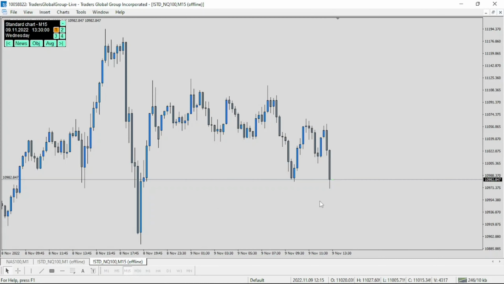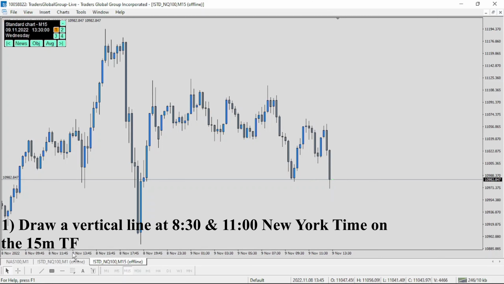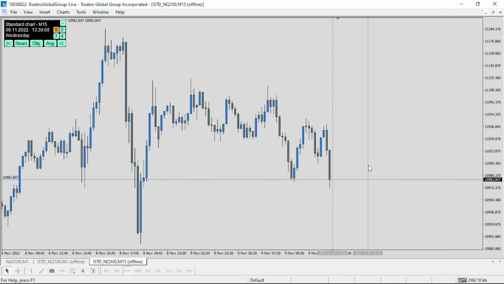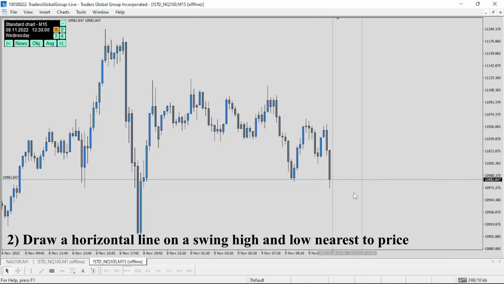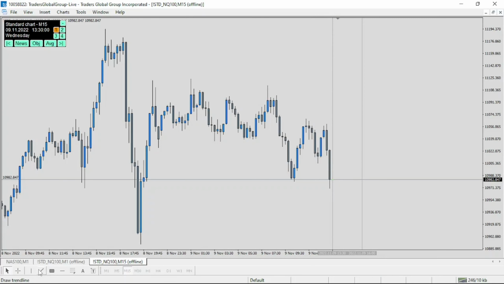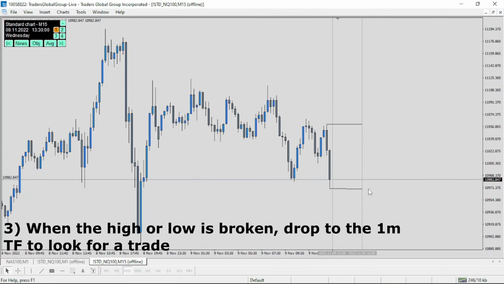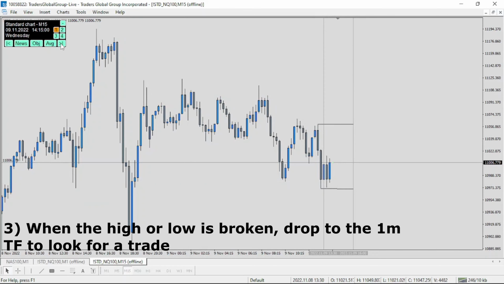On the charts right now, we are going to start with the steps. So step 1, we are supposed to draw a vertical line from 8:30 to 11 New York Standard Time. After doing this, we look for a swing high or a swing low just before 8:30 that we are expecting price to trade above. Here is going to be our swing high, and here is going to be our swing low. We are expecting either of this swing low or the swing high to be taken out. Then we drop down to the 1-minute where we start looking for a trading setup.